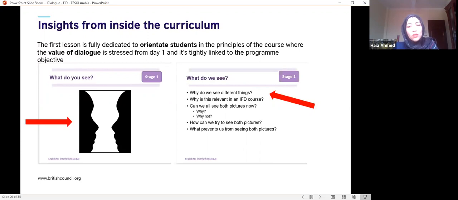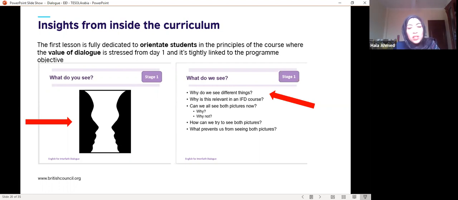And the first lesson, or the orientation session, usually stresses the value of dialogue. And you can see a snapshot taken from the first lesson. On your left-hand side, there is an activity and there is a picture that can be interpreted in many different ways. And to trigger the discussions in the classroom, we ask the students, what do you see? So we expected the students to come up with different answers depending on how they see the pictures.